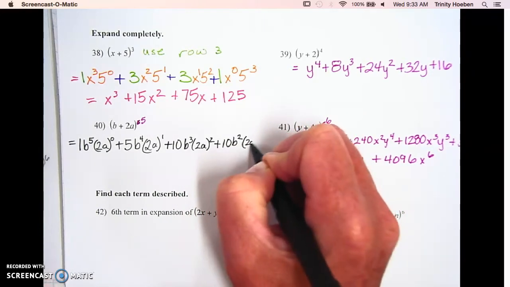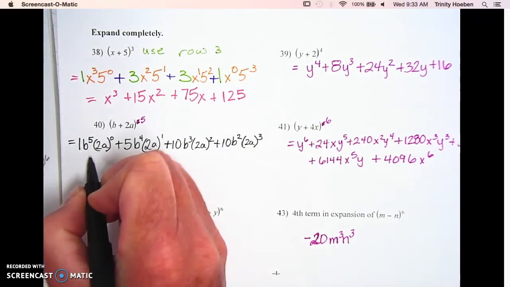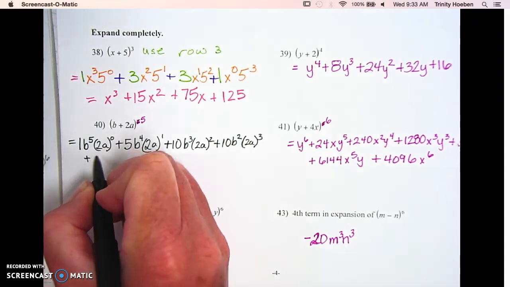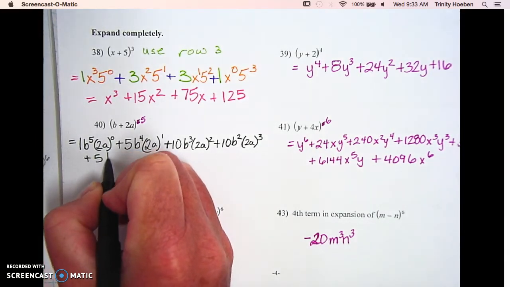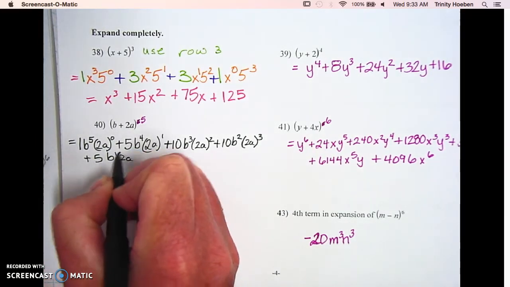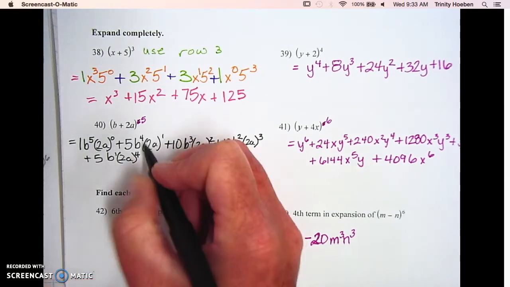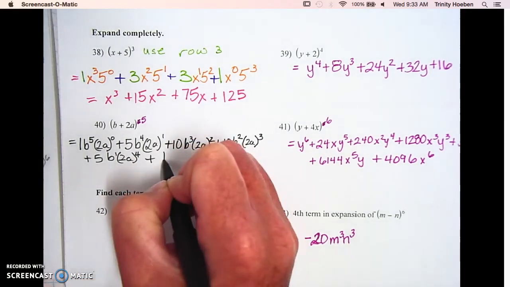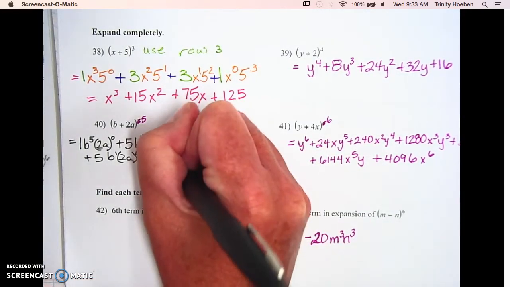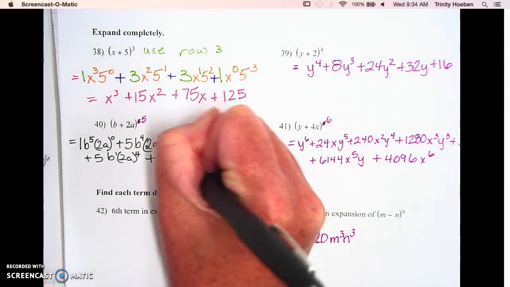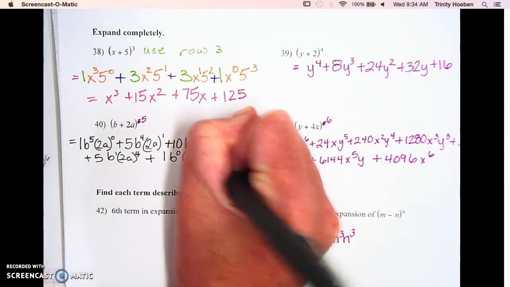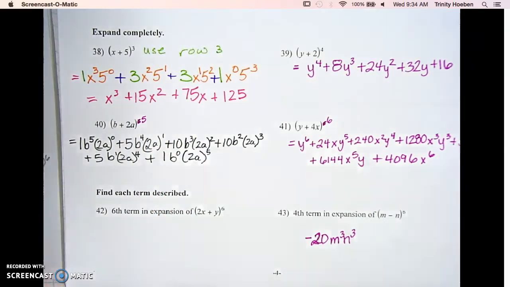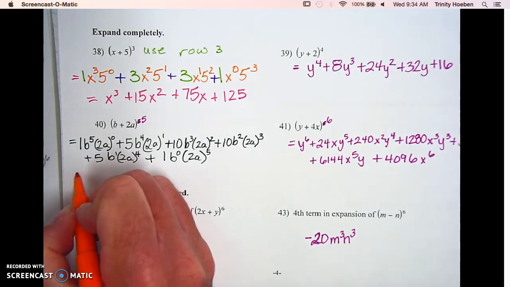2a to the 3rd. Running out of room, so I'm going to come back around here. So we have plus 5, b to the 1st, 2a to the 4th. And the last term, it has a coefficient of 1, b to the 0, 2a to the 5th. All right? Now I'm just going to simplify this, and I'll use a different color so you can see it.